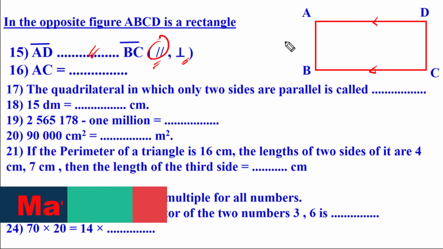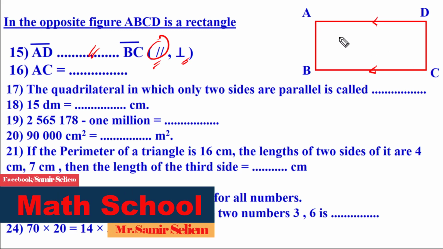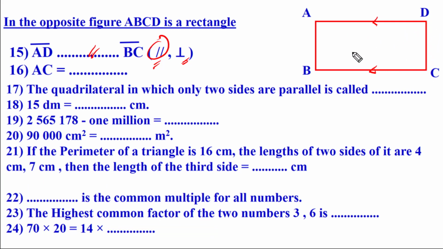AC equals what? AC is what, guys? Ask yourself. AC here is a diagonal of the rectangle. Now the two diagonals in the rectangle are equal in length. Now AC is equal to BD.